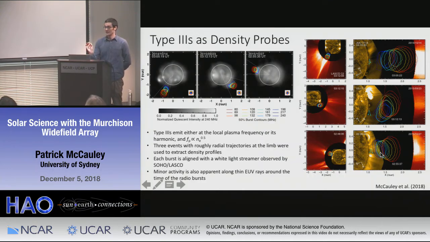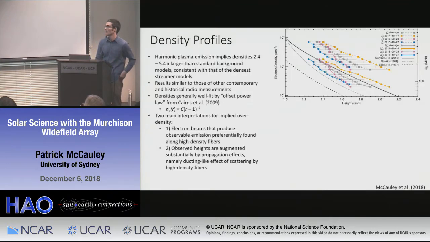Yeah, we're just going to take the positions, interpret those as the height above the surface, and then look at what the implied density profile would be. So very straightforward. This is what we get. So height is on the x-axis there, and then electron density is on the y.